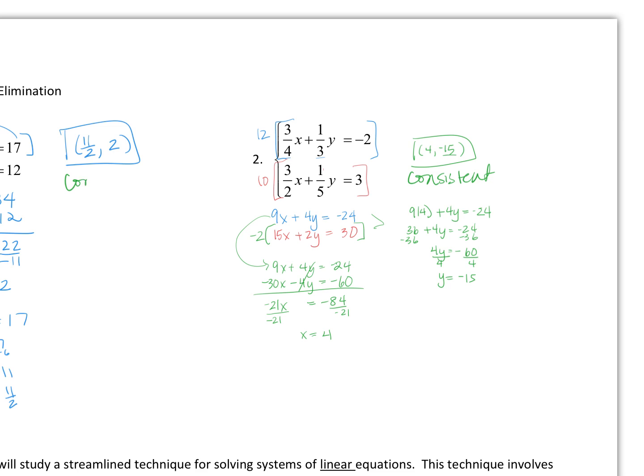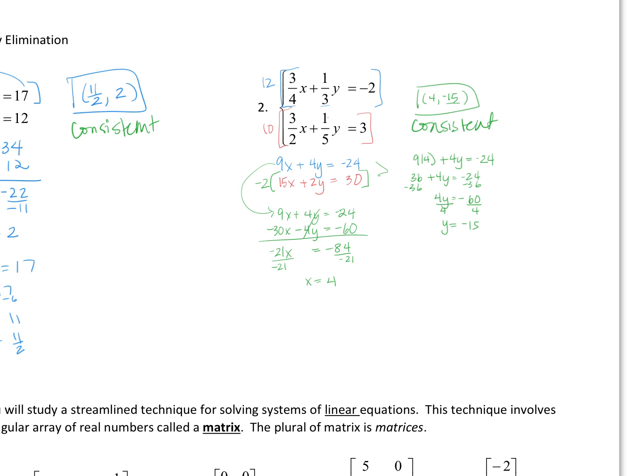These are both consistent systems. They have a solution. Inconsistent would mean no solution. Well, how would you know? Well, if you ended up with something like you're solving and you ended up with something like 0 equals 5, well, that makes 0 sense, does it? Something weird like this would mean no solution to the system at all.